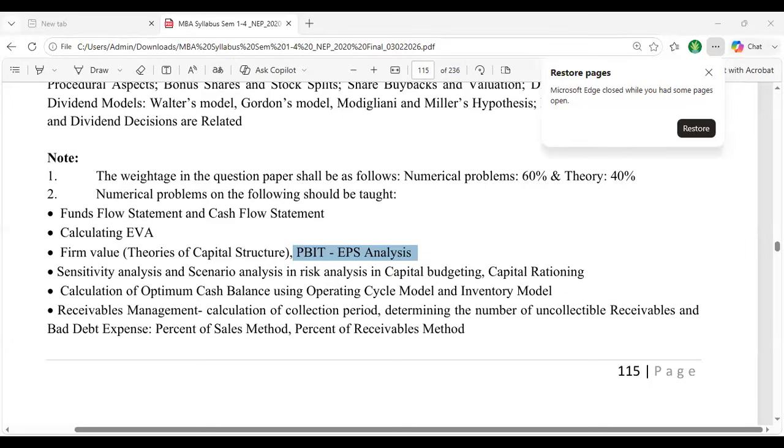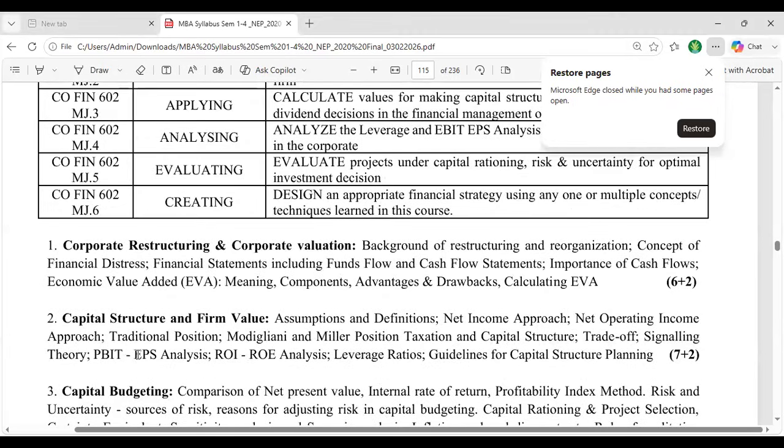So far we have covered 70% of the second unit. Now let's talk about the remaining part. Now we have to discuss three important concepts. What are these three concepts? We have to take up PBIT and EPS analysis. Maximum time the numericals in second unit are asked on the MM approach and PBIT-EPS analysis. Even though in second unit it is given as leverage ratio, maximum time leverage ratios are not asked, and even though they are asked, the percentage of repetition is very low.